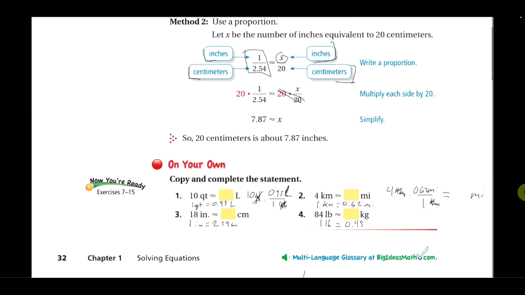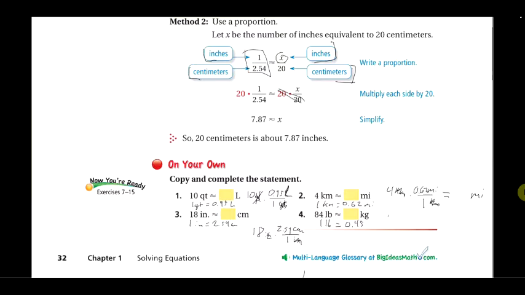Number 3, starting to get the habit of this now. We have 18 inches times our conversion factor. Draw the line. If inches is on top, we want to cancel it out. Let's put inches on bottom and centimeters on top. So when all is said and done, you're left with centimeters. So we know that 1 inch is the same as 2.54 centimeters. And you can finish off the math for that one.